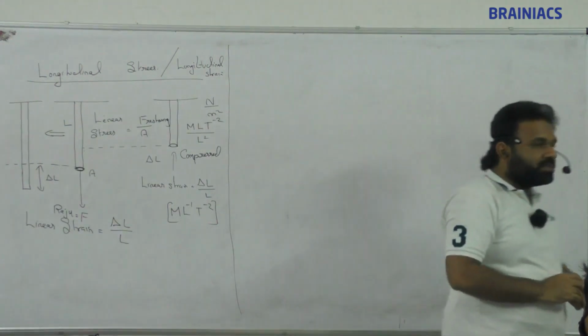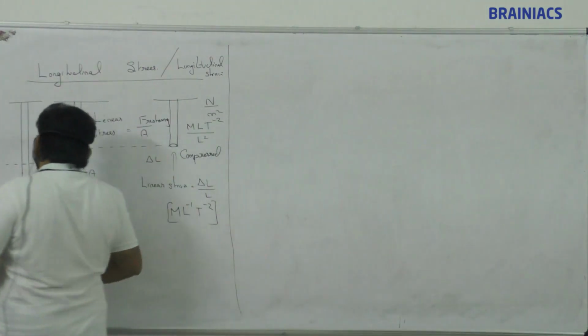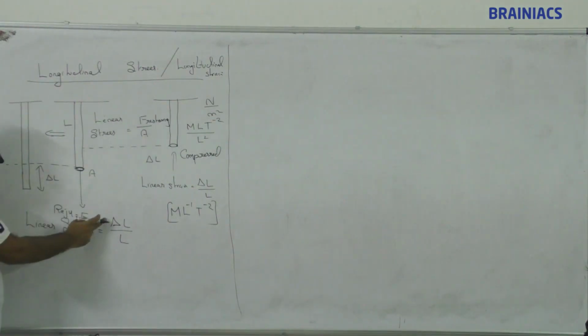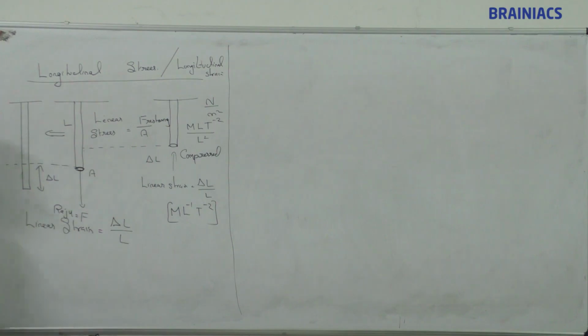What is the unit of strain? This is actually a ratio. This is also length, this is also length: change in length by original length. Meter by meter cancels. No dimensional formula, no unit.